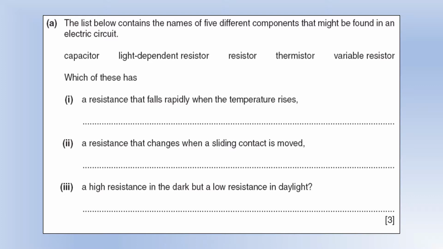So, a resistance that falls rapidly when temperature rises, we're talking about a thermistor. A resistance that changes when a sliding contact is moved, that is a variable resistor, also called a rheostat. High resistance in the dark, low resistance in daylight sounds an awful lot like an LDR to me.